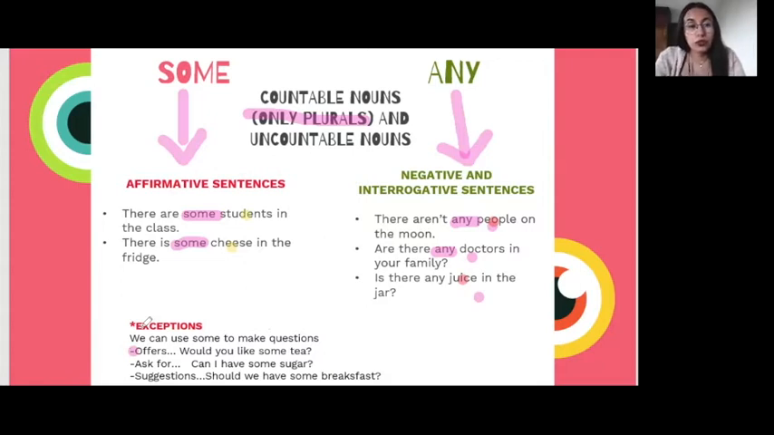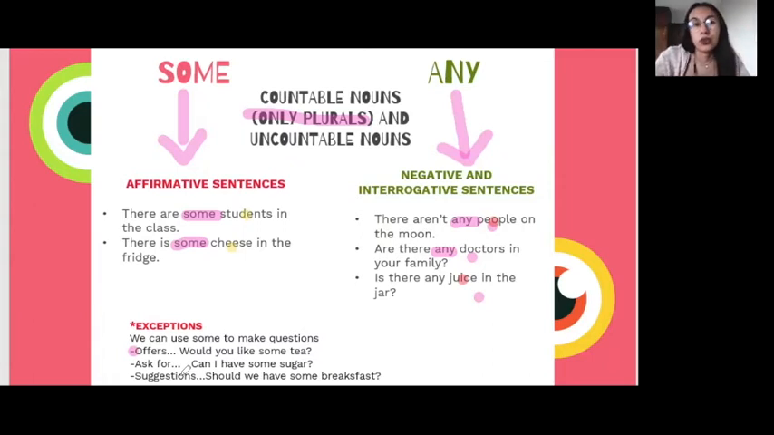When we are going to talk about suggestions, we can use some for a question. Entonces acá la tenemos a manera de sugerencia. Should we have some breakfast? Deberíamos tomar algo de desayuno. It's very polite. Son unas preguntas muy, muy formales y en las cuales podemos encontrar some en oraciones interrogativas. Okay, those are exceptions. Esas son excepciones.